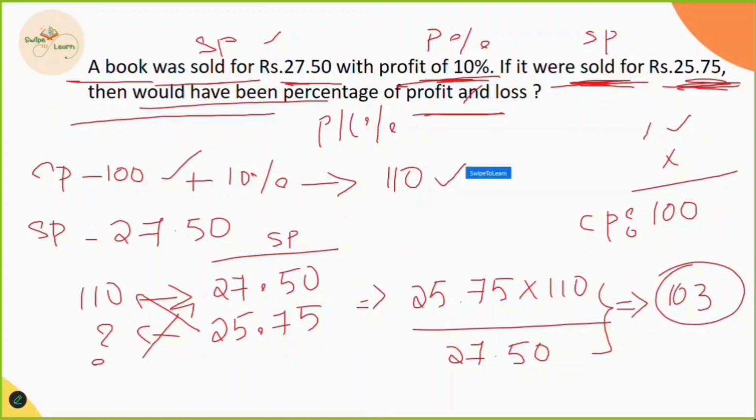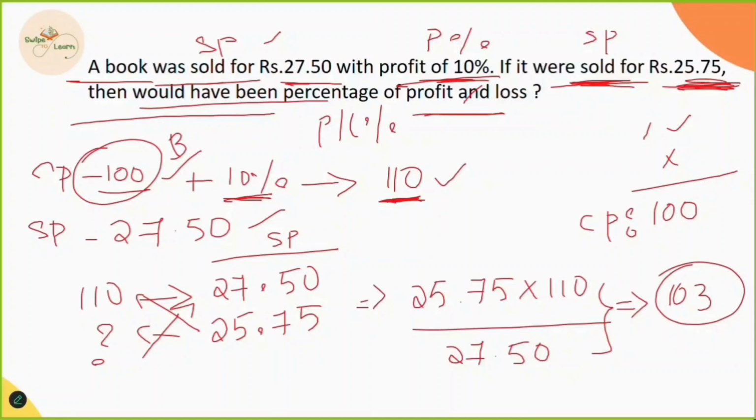So initial CP is 100 rupees, but with a profit of 10%, he sold it. 10% profit when considered from a base of 100 is 110 rupees. In part 1, we discussed how to consider base values. So if 100 is the base and profit percent is 10, we simply add it. So 100 plus 10 becomes 110. So at 110 rupees, he sold this book for 27.50 rupees. Now, if he wants to sell for 25.75, what would be the profit or loss percent?